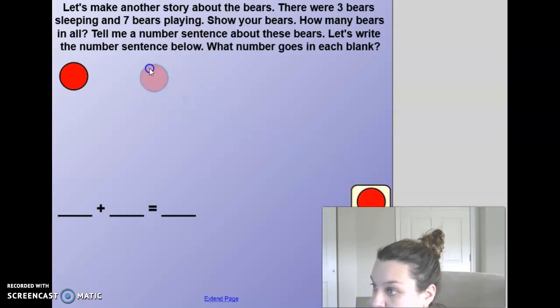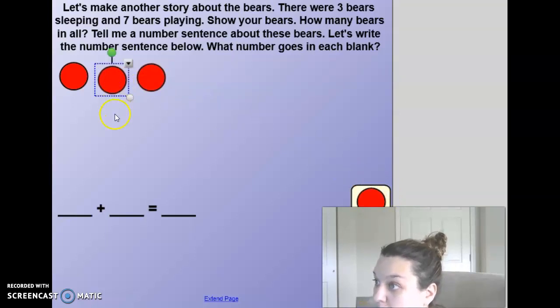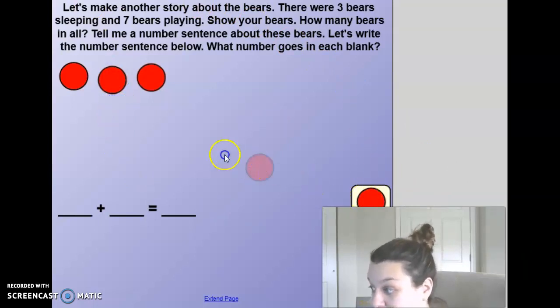1, 2, 3. Go ahead and draw your 3 bears. And there were 7 bears playing.